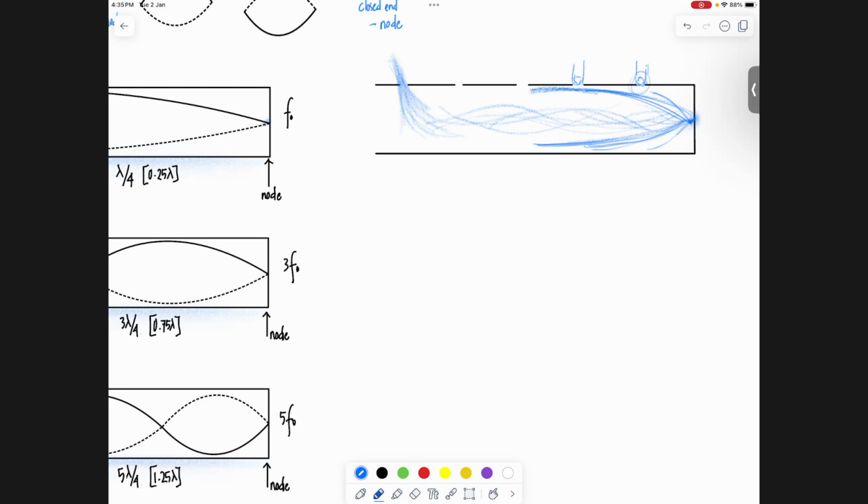Now open end আমার যদি দুইটা সাইড ওপেন হয়, which is not really part of your syllabus but জানা উচিত, দুইটা সাইড যদি ওপেন হয়, what would you have at both sides? Antinodes, right? And at the center, what would you have? Node. Okay, so এটা দিয়েও করা যায়, but this is easy to understand, that's why I'm using this.